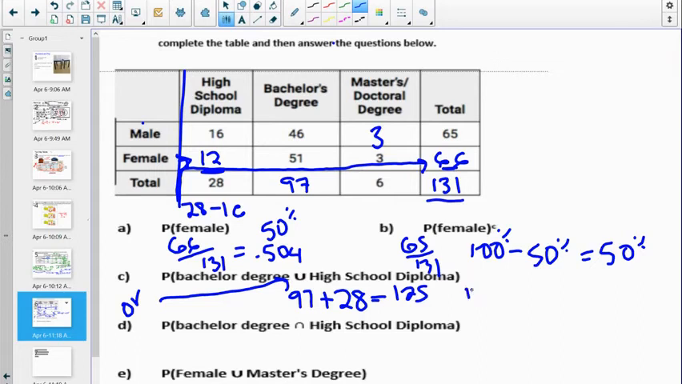Then we'll take that to find the percentage. We'll divide it by the total number of people, which is 131. And that's going to be 0.954, which is equivalent to about 95.4%.